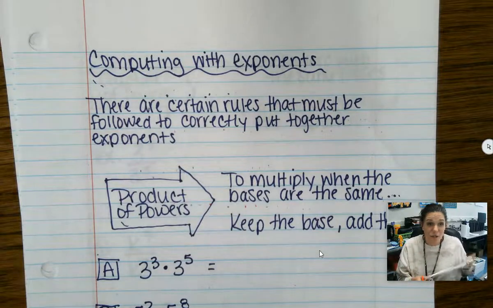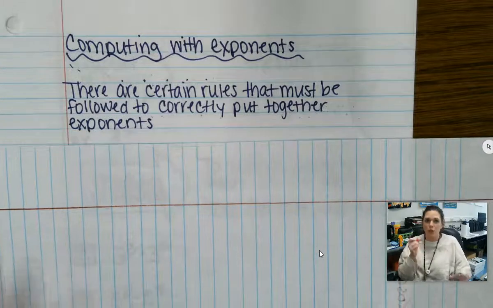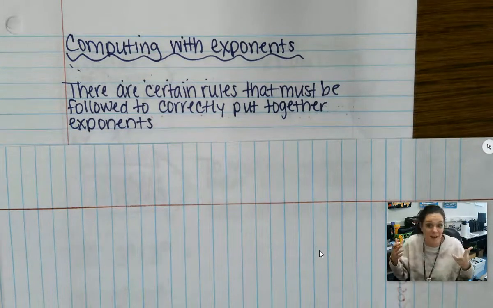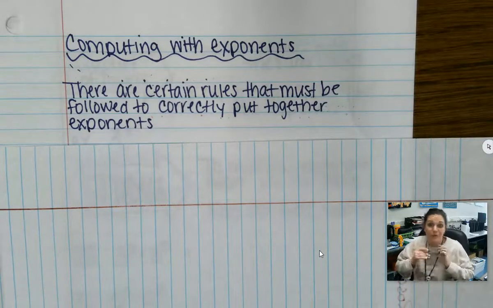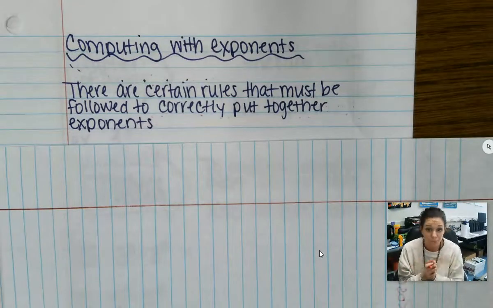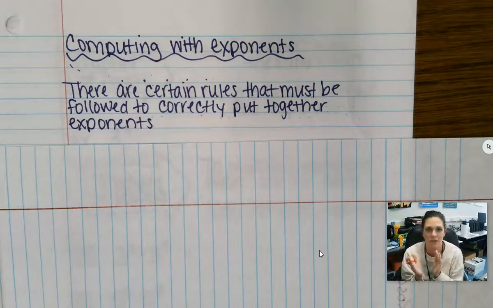So in this next series of videos, we are going to be computing with exponents. There are certain rules that must be followed to correctly put together exponents. So if you see a certain thing, it doesn't mean we're automatically going to apply a certain rule. There are 5 different laws, and we're each going to film a mini video so you can watch what you need, when you need, how you need.